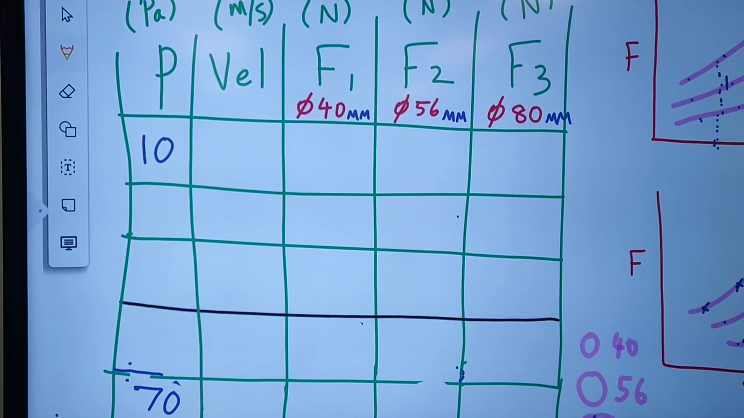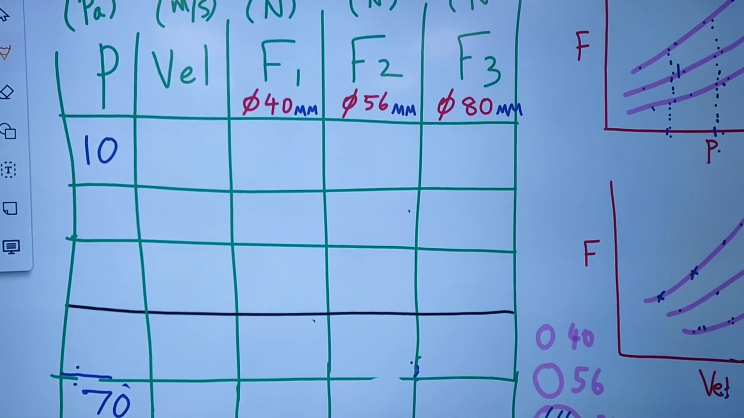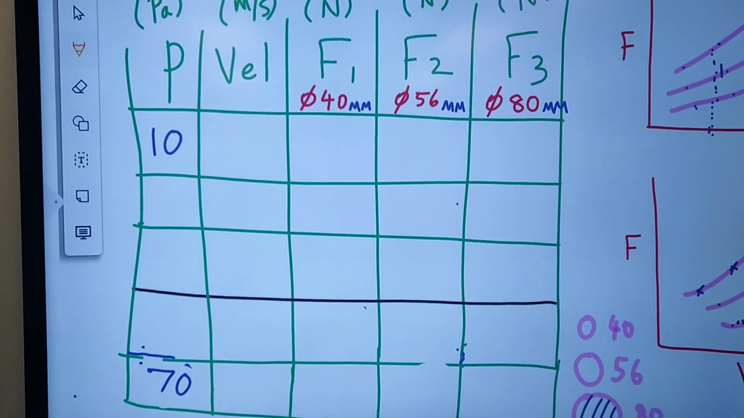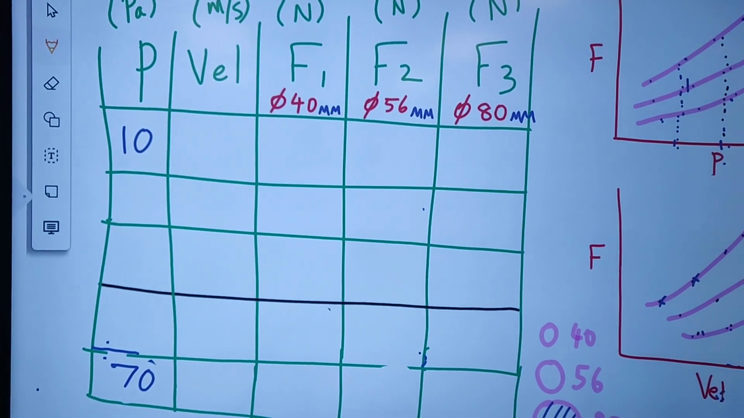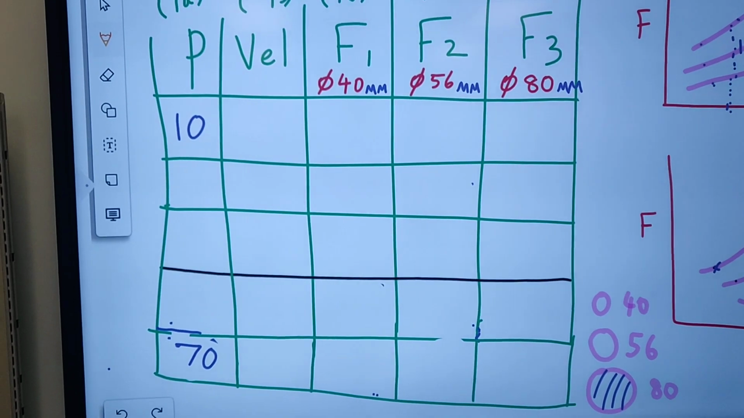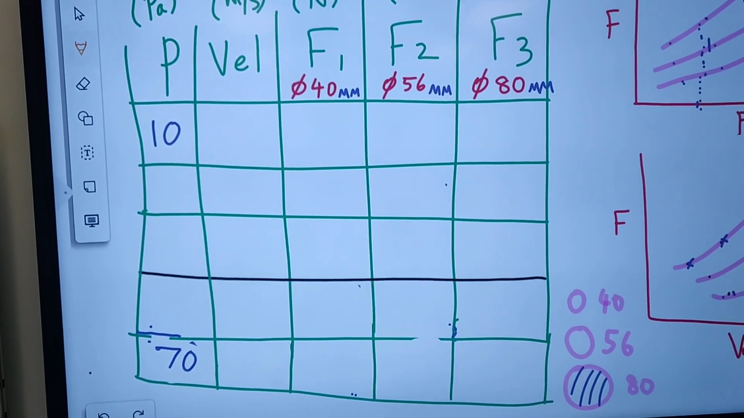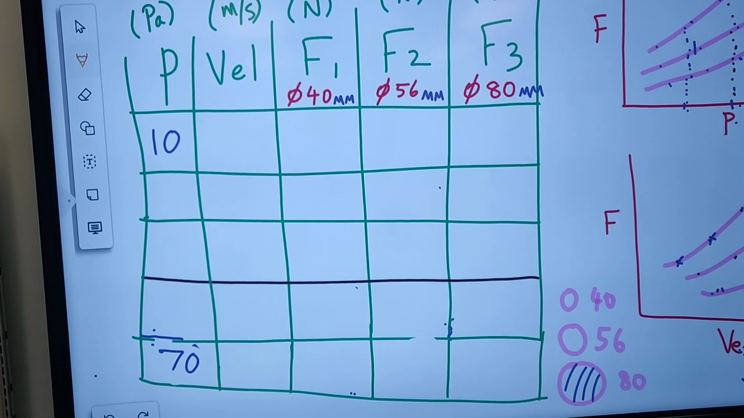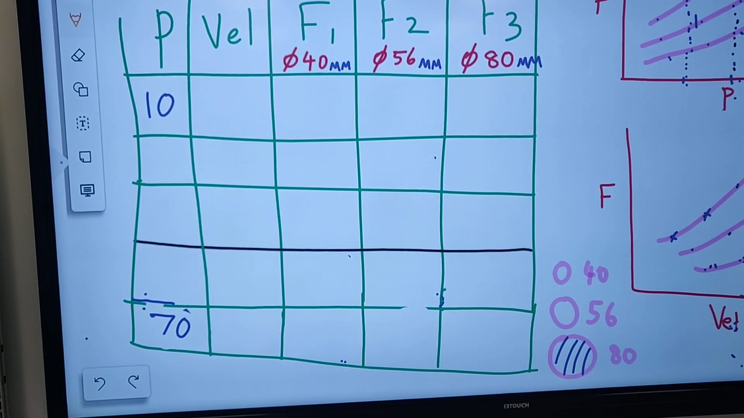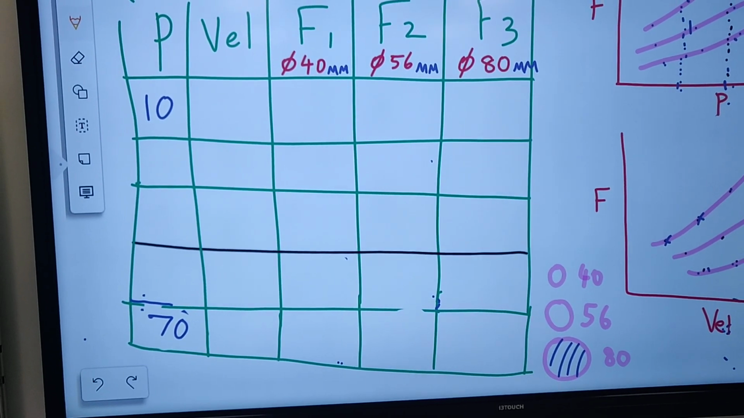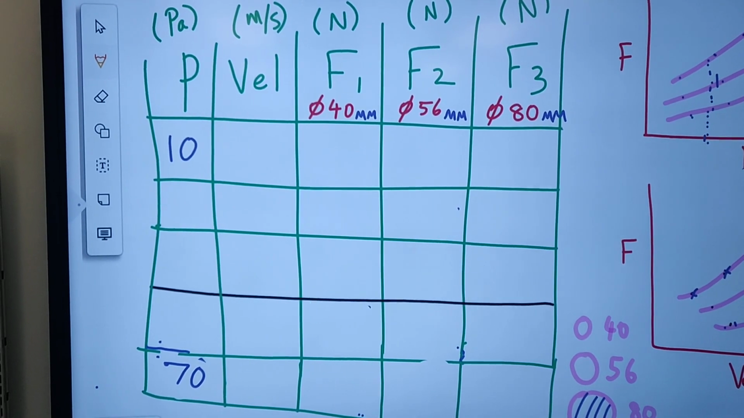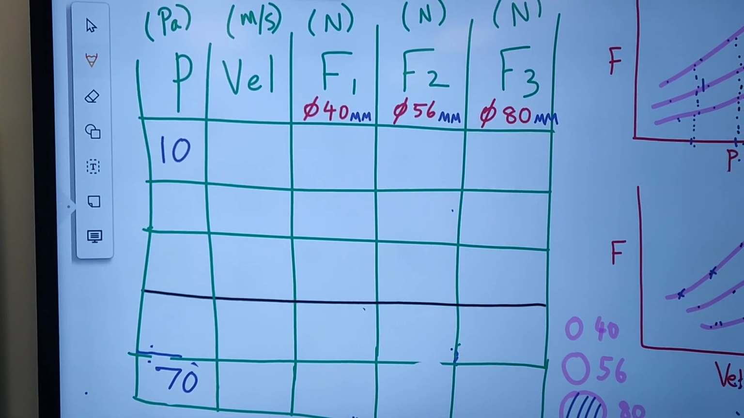This is part 2 video on drag force experiment, and the data collection table is shown here. It is something similar to what you have in the manual. Pressure is the first column, velocity second column, and drag force is third, fourth and fifth column. These forces correspond to three different discs with different diameters: 40 mm, 56 mm, 80 mm. And the units of measurement: force is in Newton, velocity in meter per second, and pressure is in Pascal.